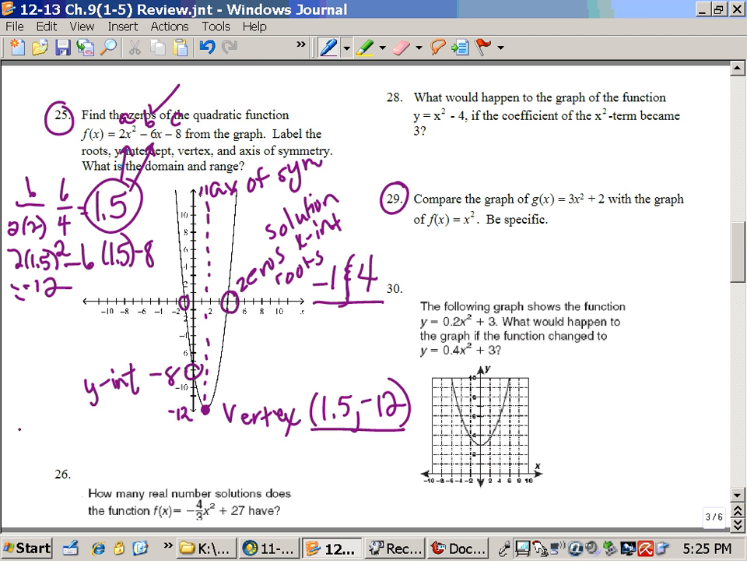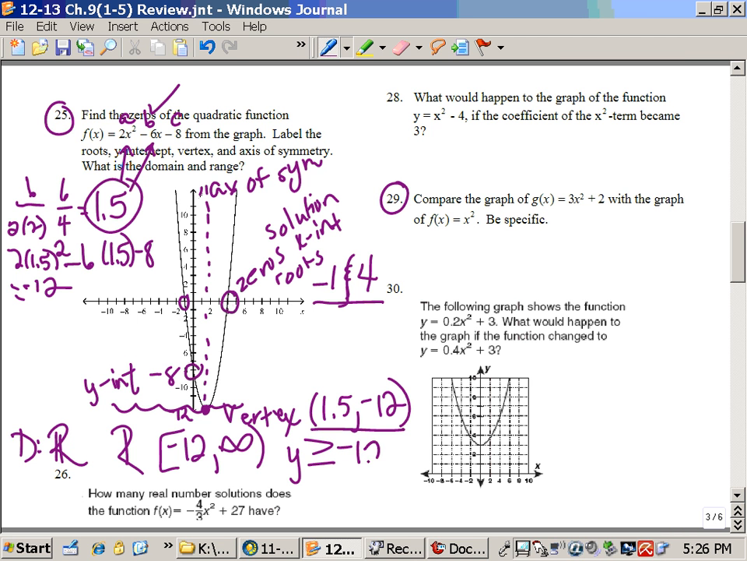Okay, my domain is going to be all real numbers because it's from -infinity to +infinity. My range is going to go from my lowest point, which is -12, up to infinity. Now another way to write that would be y is greater than or equal to -12.